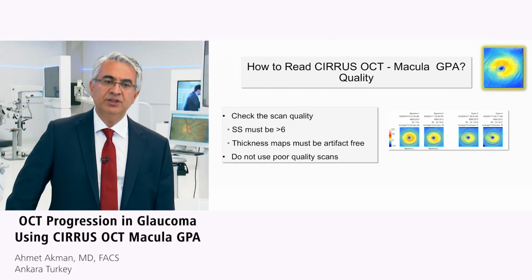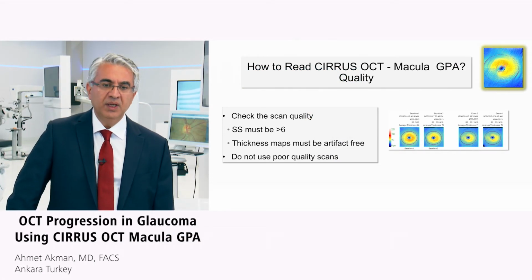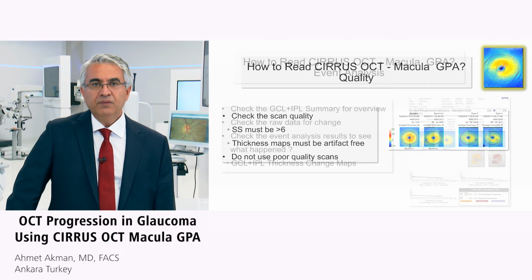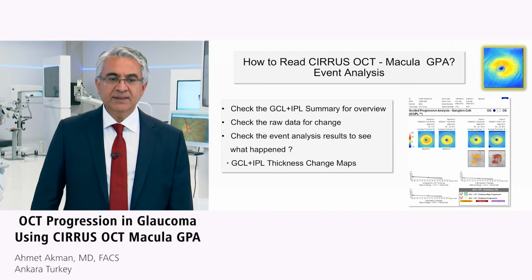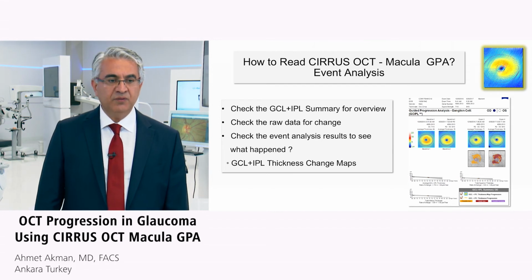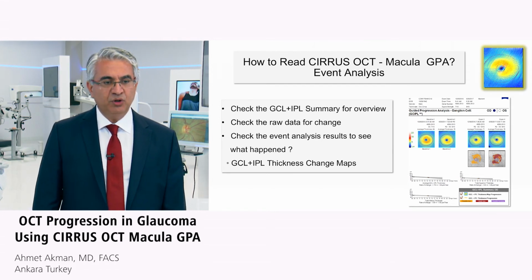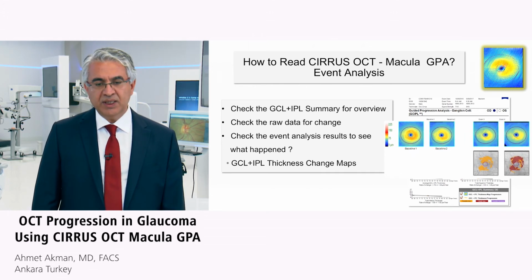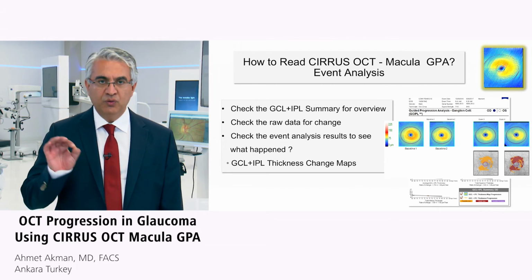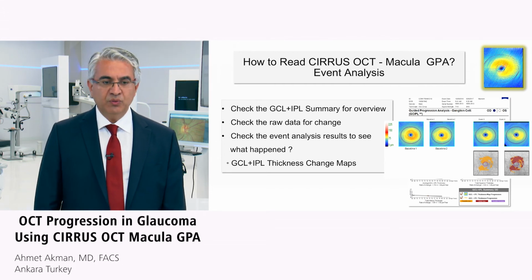How do we read the CIRRUS OCT macula GPA report? At first, we check the scan quality. The thickness maps must be artifact-free. We have to use good quality scans. And the next thing we check is the event analysis part. We check the GCL IPL summary overview. We check the raw data for change. It's easy to see areas of GCL IPL loss in the raw data. Then we check the event analysis results to see what happened to these areas.